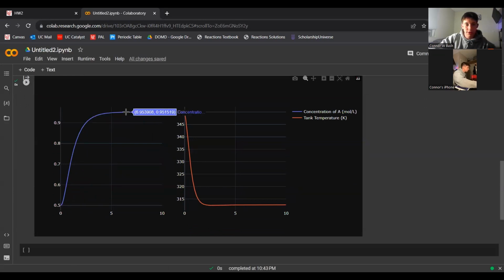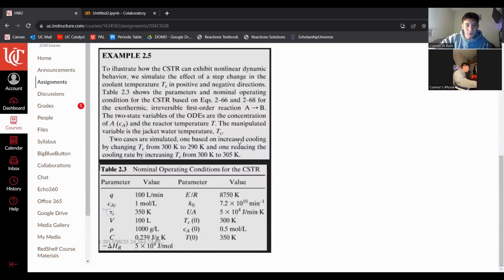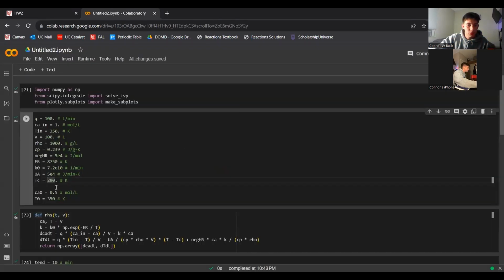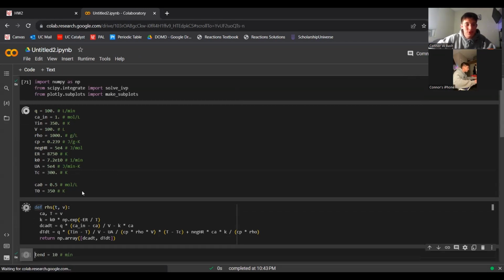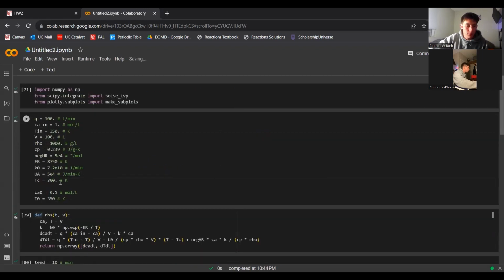So as you can see, when we set the cooling temperature starting at 290, it does reach a sort of steady state. And then it's asking what happens if we increase from 290 to 300. So let's see what that 300 looks like. It gets up to around 0.88. The concentration of A bounces up to around 324.